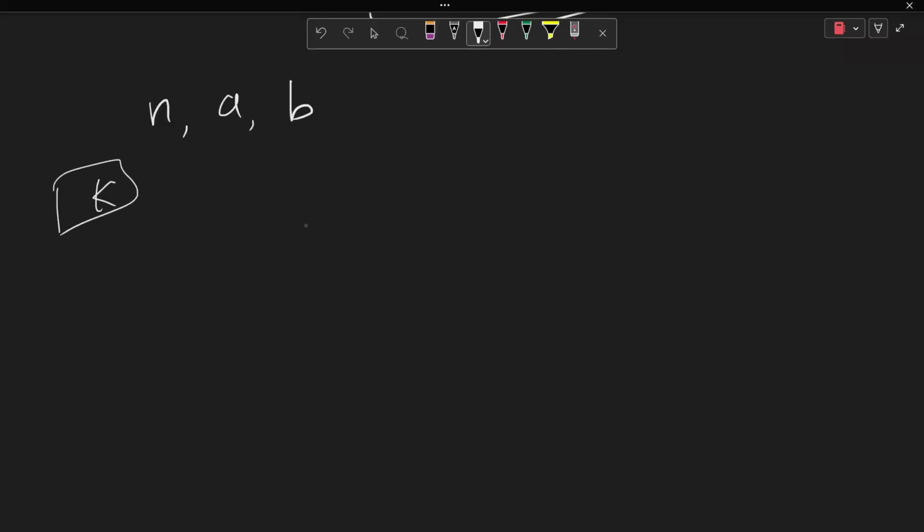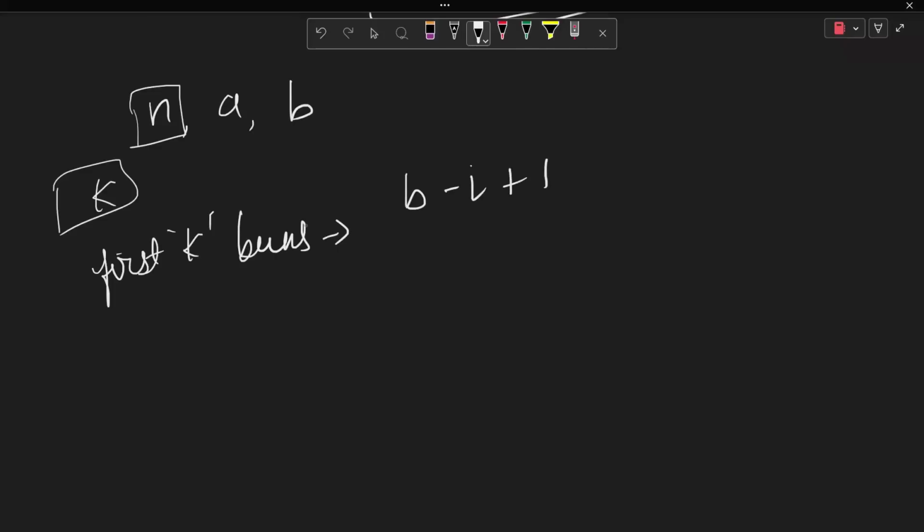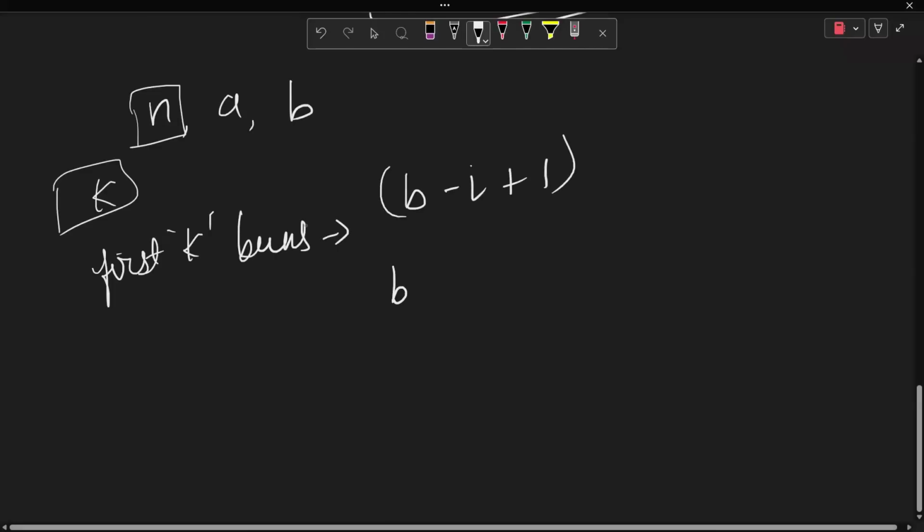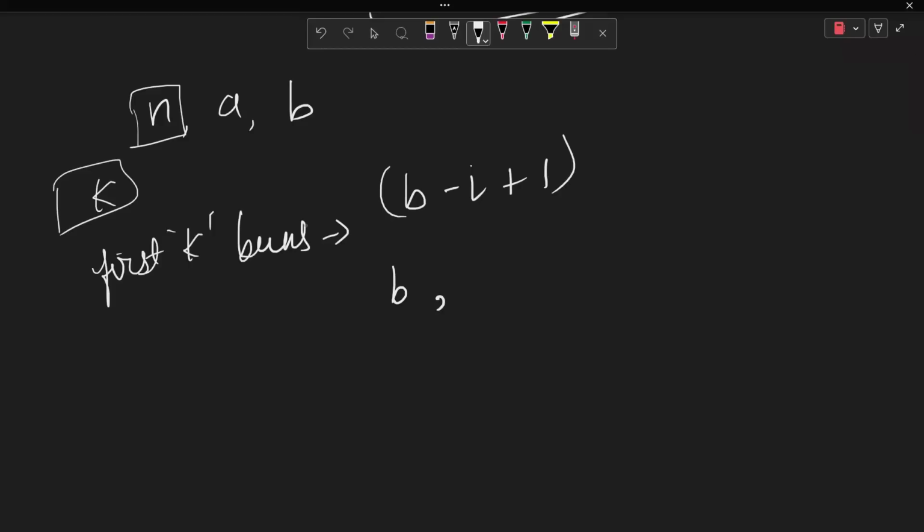What would our profit be? He has to sell N buns here. It's saying for the first K buns, our price would be B minus i plus 1. So what does it mean? For the first bun, i would be 1, so it would be B minus 1 plus 1, it would be B. For the second bun, i would be 2, so B minus 2 plus 1 is B minus 1. Then B minus 3 plus 1 is B minus 2. Likewise, it would go up till the kth bun.